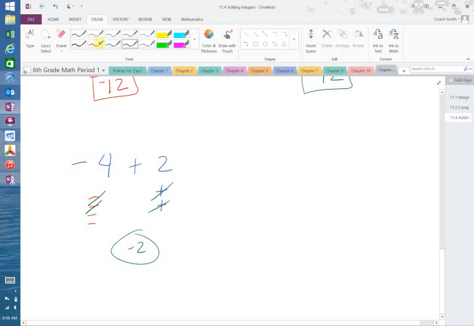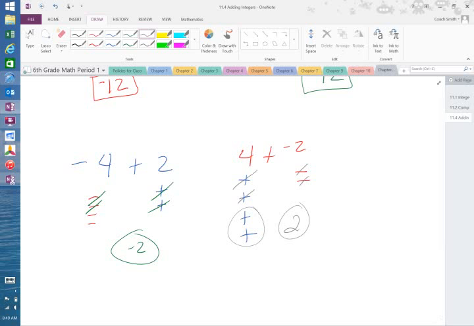Let's say it was the opposite of that. Let's say it was 4 plus negative 2. I have 2 negative signs. I have 4 positive signs. Okay, so that and that cancel out. Those 2 cancel out, leaving me 2 positive, so my answer is 2. Okay, that's another way to look at it.